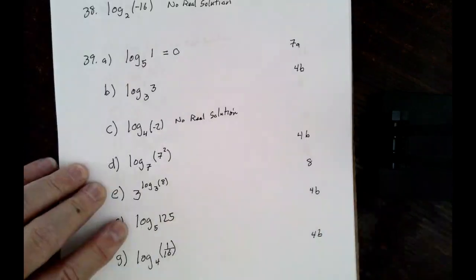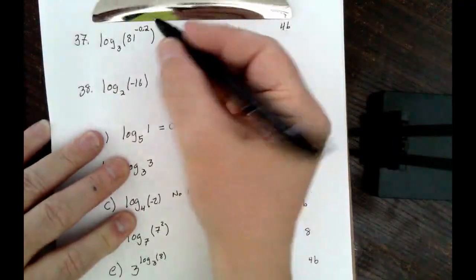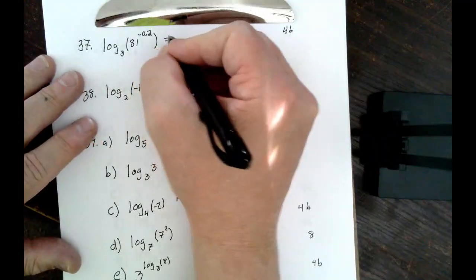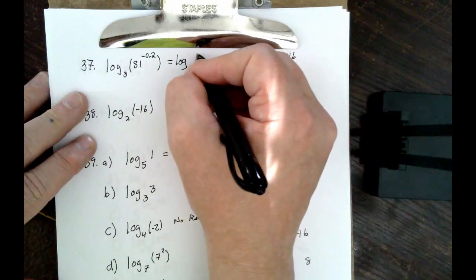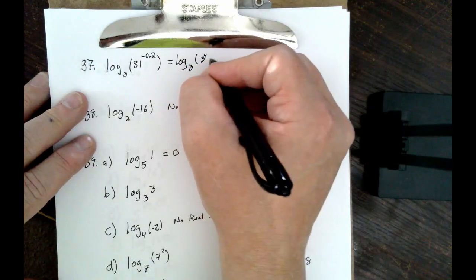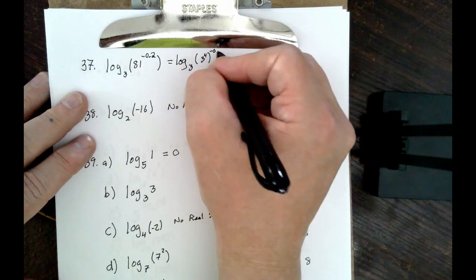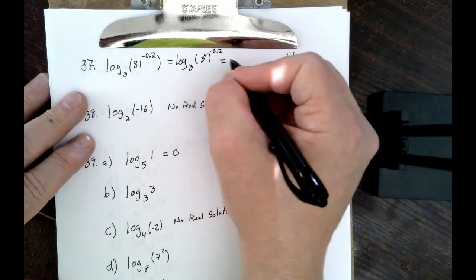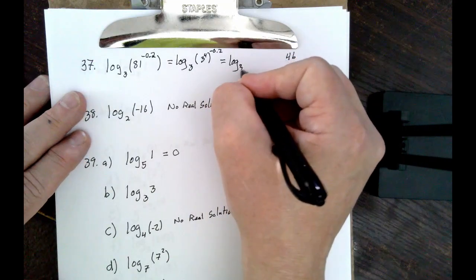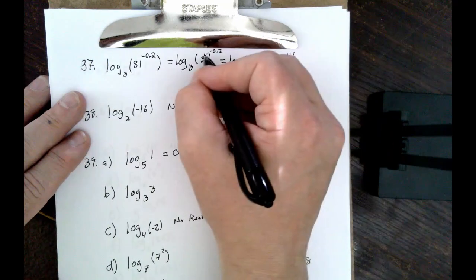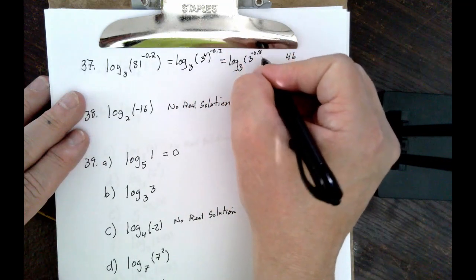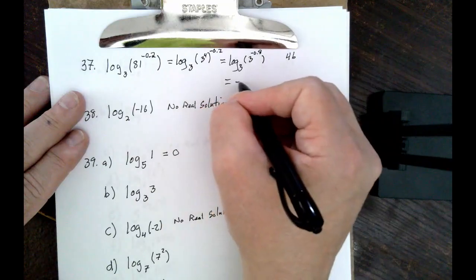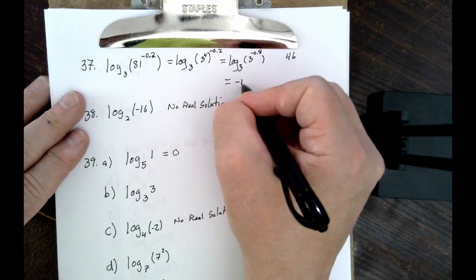Okay, let's look at 37. You can write that 81 in terms of 3. 3 to the 4th, and it's raised to the negative 0.2, and those we're going to multiply. So we get 3 raised to the 4 times negative 0.2, which is negative 0.8. And that's what your answer is, negative 0.8.